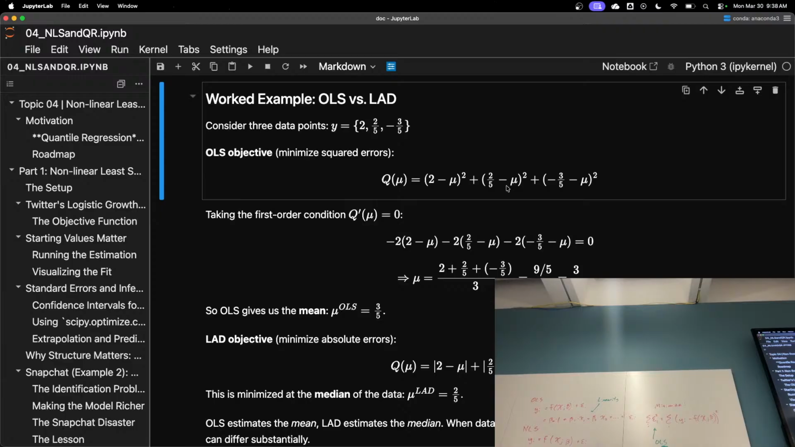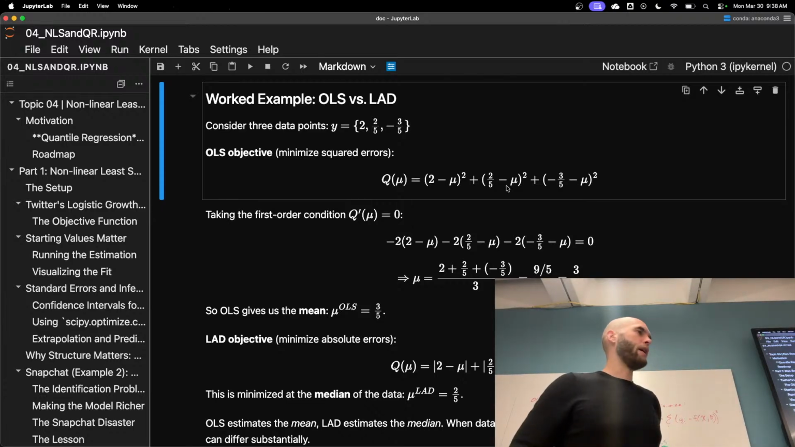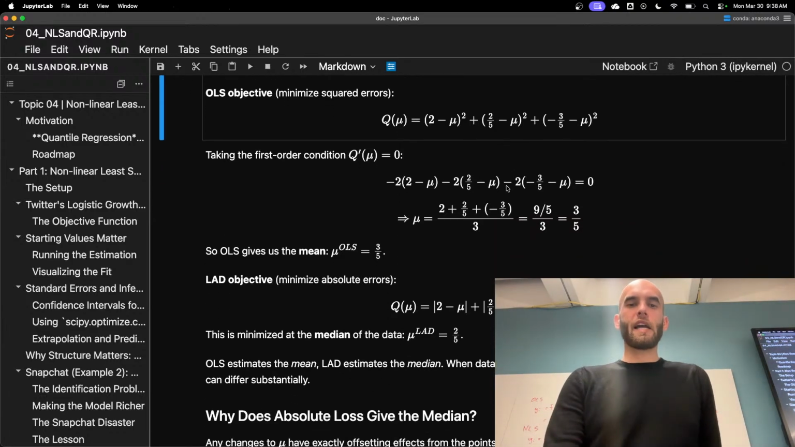And then all we have to do is go through and take a first derivative, use our first order condition, and then solve for mu. So we can do this directly, and you can verify that this actually is the mean. You could plug all those numbers into a mean and calculate that.